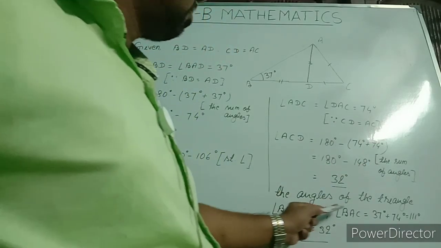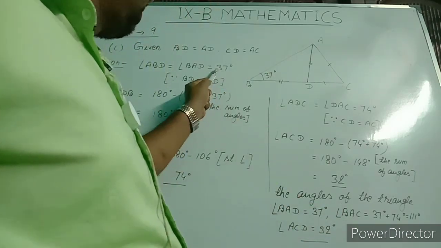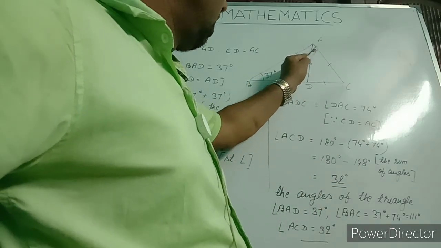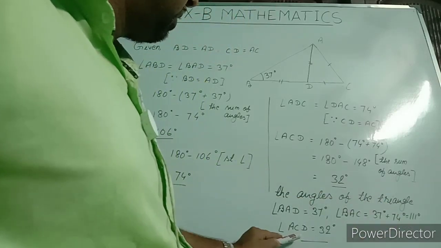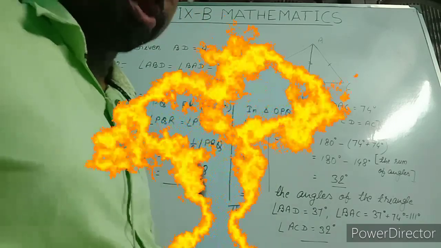Now the angles of the triangle: first is angle BAD, that is 37 degrees. Second is angle BAC, this angle. So 37 plus 74 equals 111 degrees. And third is angle ACD, this angle, that is 32 degrees. These are the angles of this triangle.